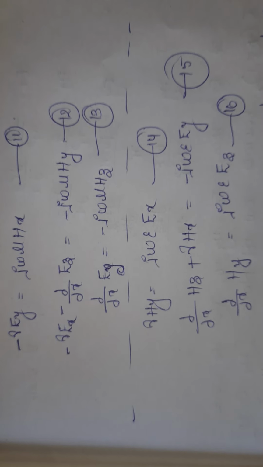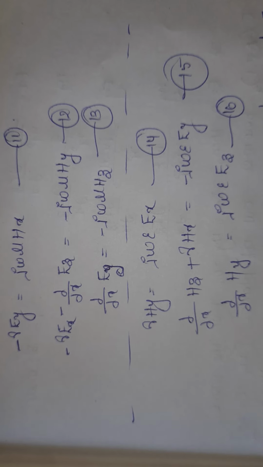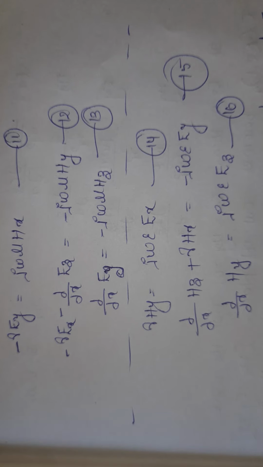Hello students. In the last session we discussed the field components of the parallel plate waveguide. We discussed part of the derivation of the field components. What are the field components? Ex, Ey, Hx, Hy are the field components for the electric and magnetic fields. There we got two equations, and now we are going to derive the remaining two equations.